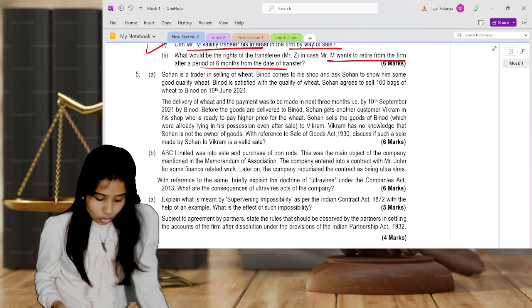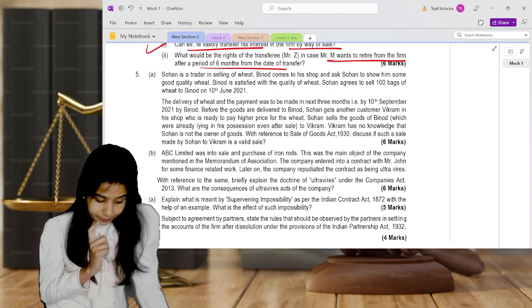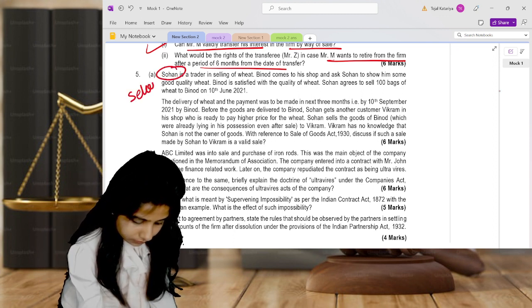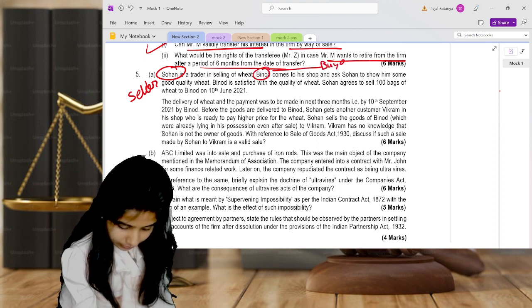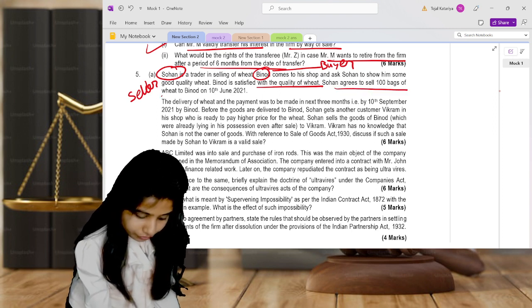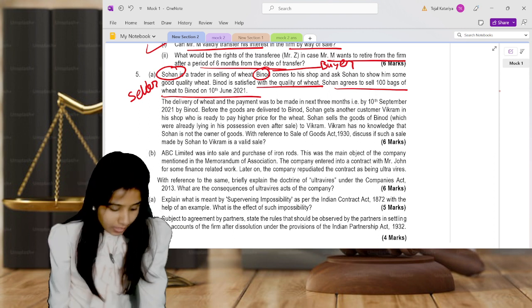Binod comes to his shop and asks Sohan to show him good quality wheat. Now Binod is satisfied with the quality of wheat. So Sohan is the seller, and Binod is a buyer. Now Sohan agrees to sell 100 bags of wheat to Binod on 10th of June. 10th of June was the date of performance.